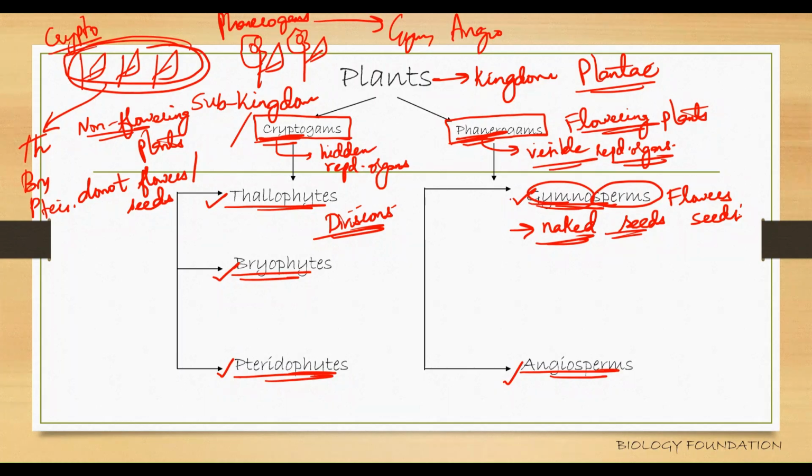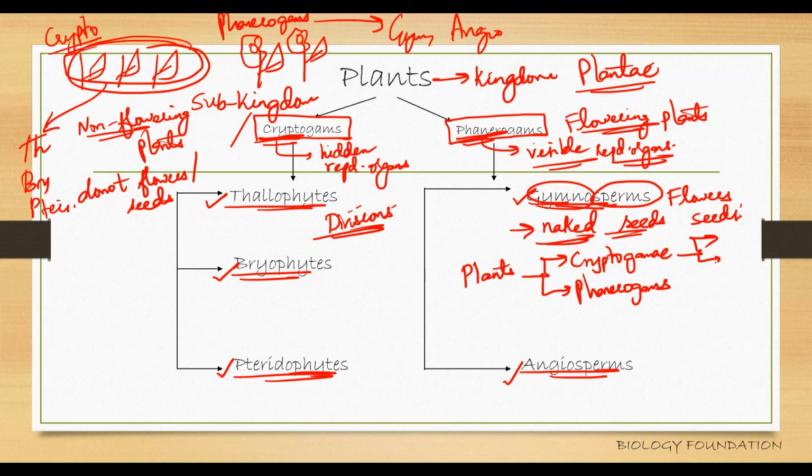But try to understand that plants belong to the kingdom Plantae. They belong to the subkingdom either cryptogamy if they do not produce any flowers, or if they produce flowers they come under phanerogams, subkingdom phanerogamy. These cryptogams can be again classified into thallophytes, bryophytes, and pteridophytes. Phanerogams can be classified into gymnosperms and angiosperms.